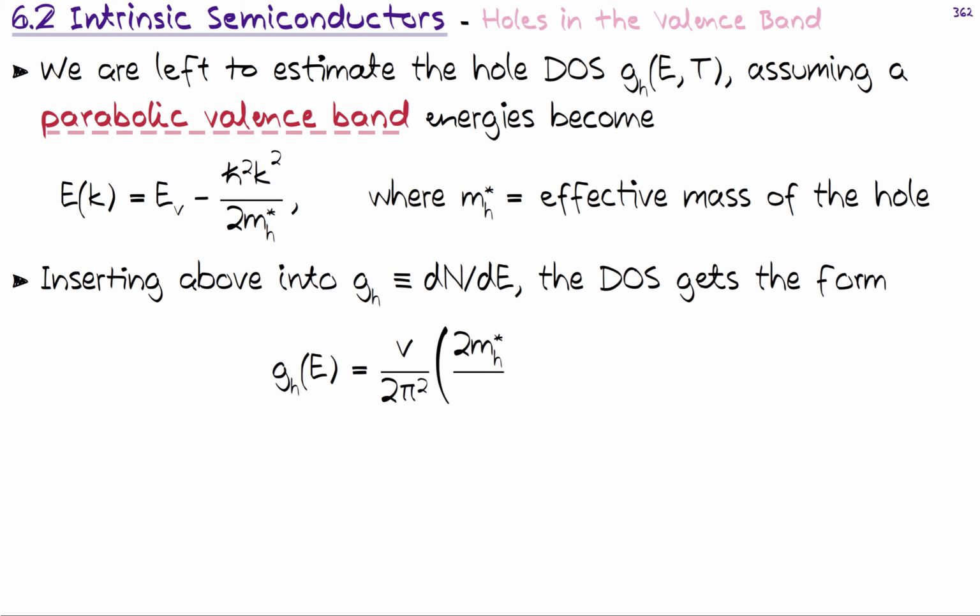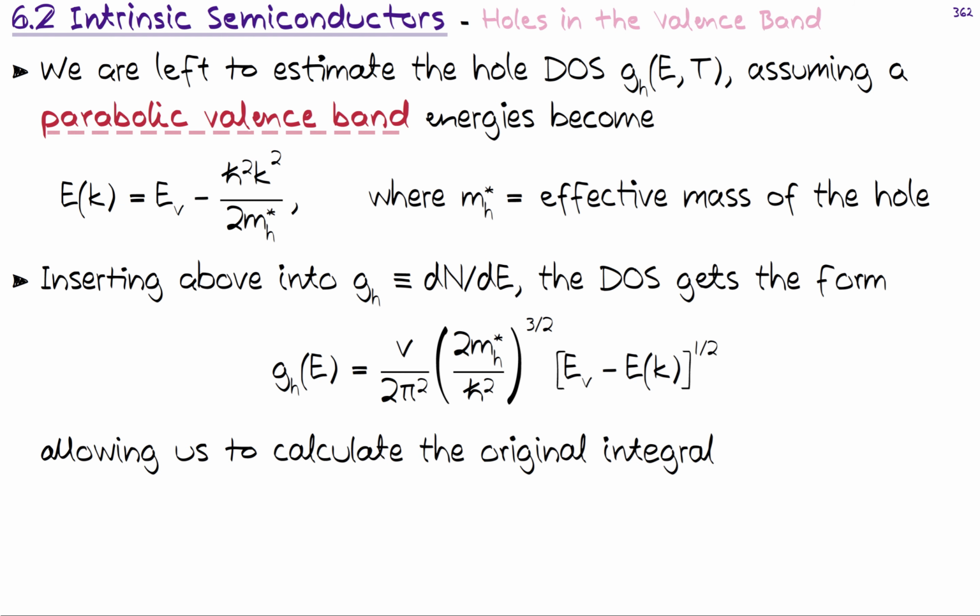Then we multiply this with 2 times m star h. So this is the effective mass of the hole divided by h bar squared, and this to the power of 3 over 2. And then we have the energy term that looks like a square root functional dependence on the energy. So we have EV minus the dispersion relation E, the energy associated with the given state associated with the given wave vector amplitude k. This is inside the square root.